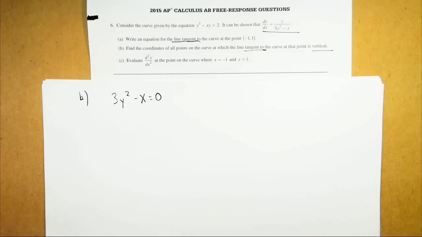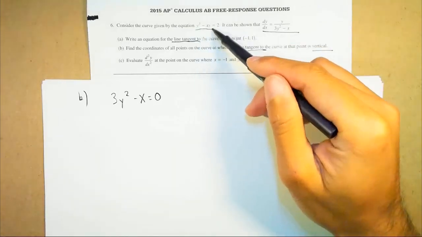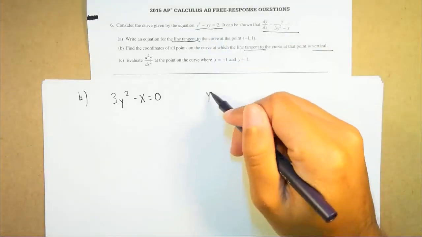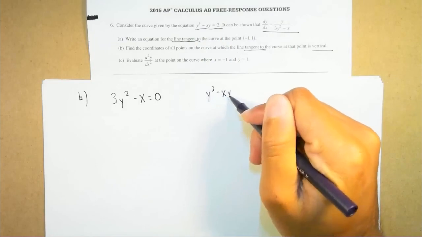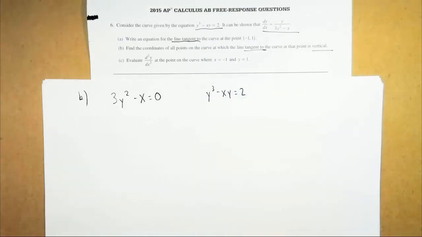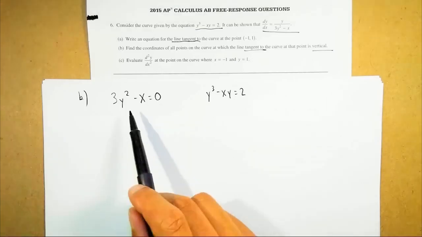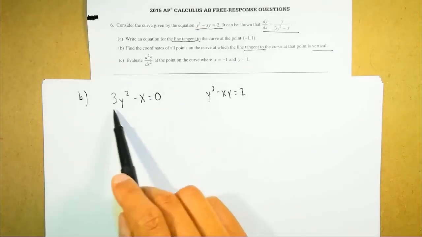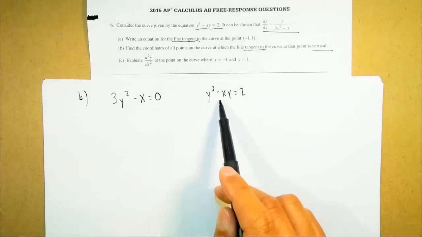I don't know what to do because I have a y squared, I have an x. What am I going to do? This is the part where you go, okay, well, let's look at the equation that they gave us in the beginning. y cubed minus xy equals 2. How can I somehow use these two equations to figure out a solution? Well, if this is going to be the line tangent, what if I were to solve for a variable in here and plug into here?